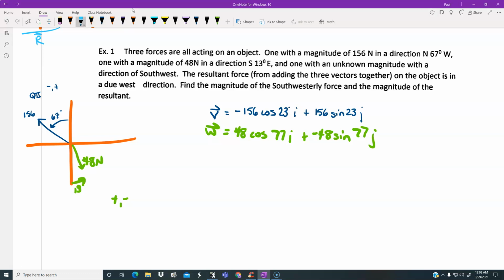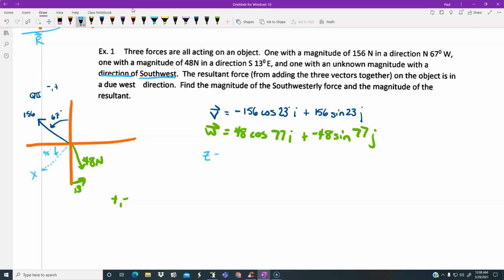Now let's talk about the third one, with an unknown magnitude and a direction of southwest. Okay, now this is new. Direction of southwest. If I was going directly southwest, it would be like that. That's a 45-degree angle, so that's a 45-degree reference angle. And it has an unknown magnitude.